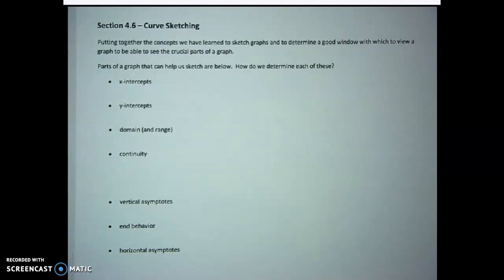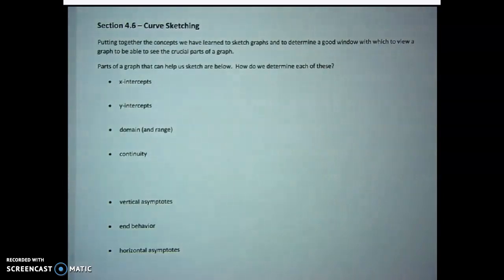So not by making a t-chart, but just by finding key points on a graph, maxes, mins, intercepts, knowing what the domain or range is, any asymptotes there are. So that's what this section is all about, a summary of all that stuff that you've learned about curve sketching, and this goes back to even Algebra 2.